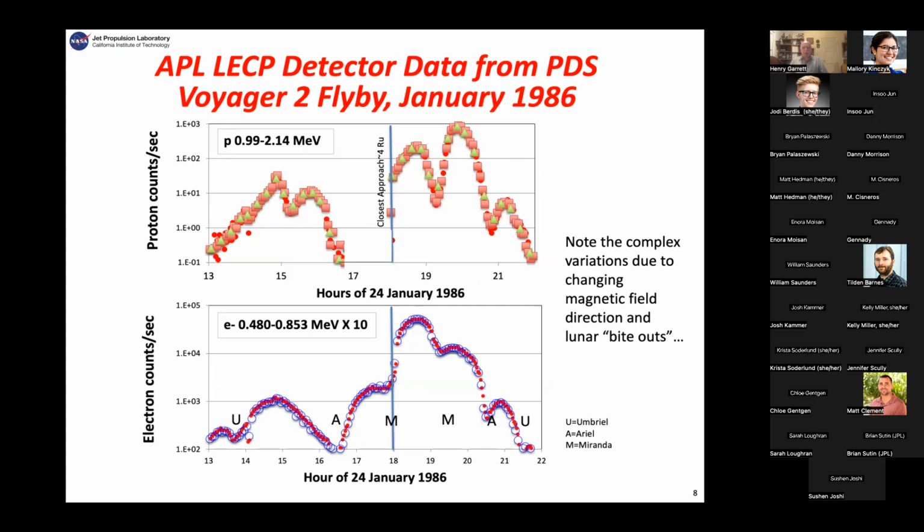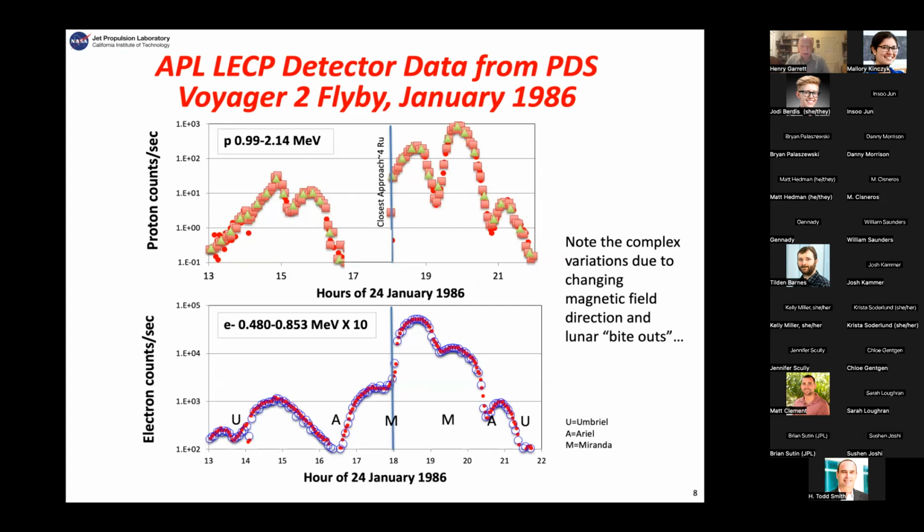and detectors. And it took place in about, as you can see from here, from 1300 to 2200 hours. It gives you about 9 hours of data at about 4-minute resolution. And you can see the bite-out from each of the moons there. You can see Umbriel, Ariel, and Miranda. You can see the cutouts.